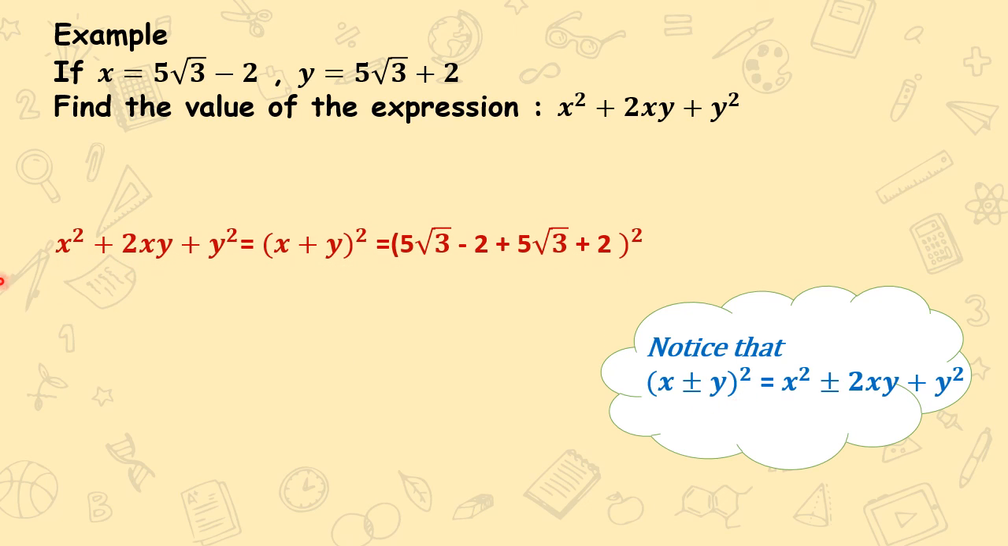According to this remark, x power 2 plus 2xy plus y power 2 equals (x plus y) all power 2. By substituting x equals 5 root 3 minus 2 and y equals 5 root 3 plus 2, negative 2 plus 2 equals 0 and 5 root 3 plus 5 root 3 equals 10 root 3. Then (10 root 3) all power 2 equals 100 times 3, which equals 300.